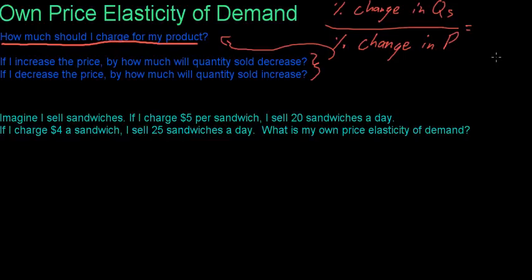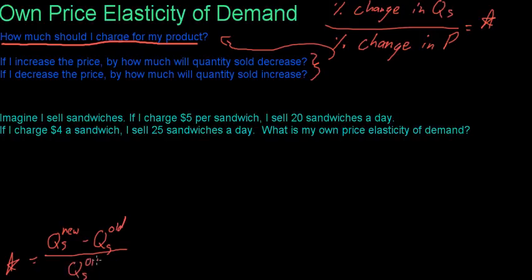So one way to calculate this is the quantity sold new minus quantity sold old, where new is after the price change and old is before the price change, over quantity sold old. So this is just the percentage change in quantity sold. And then this entire thing divided by the percentage change in price, which is just going to be the new price minus the old price, divided by the old price. And then this entire thing in parentheses.